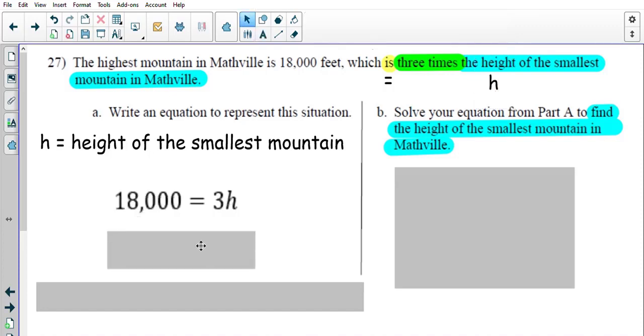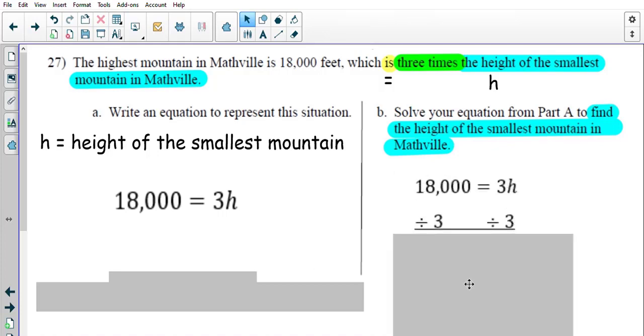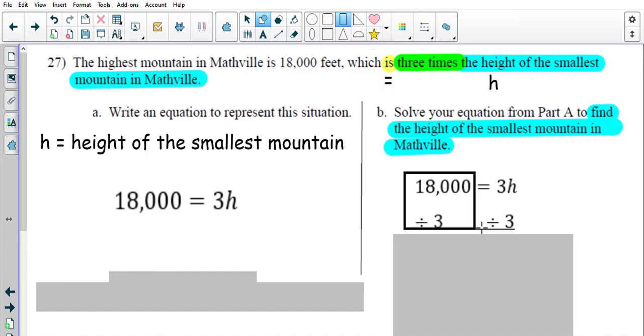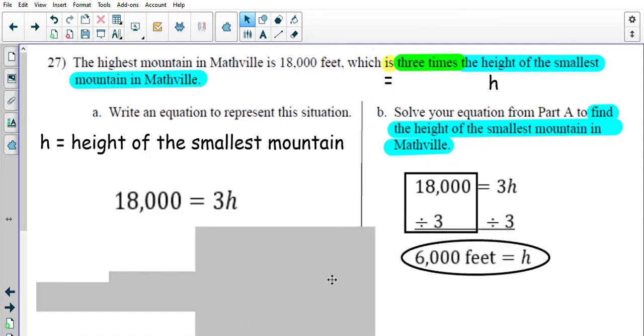Now I wrote 18,000 equals 3H, or 3 times H. You can also write 3H equals 18,000. In fact, you could do 18,000 divided by 3 equals H. Let's solve this. We're going to solve it by dividing both sides by 3. You're going to plug 18,000 divided by 3 into your calculators, and you're going to get a height of 6,000 feet.